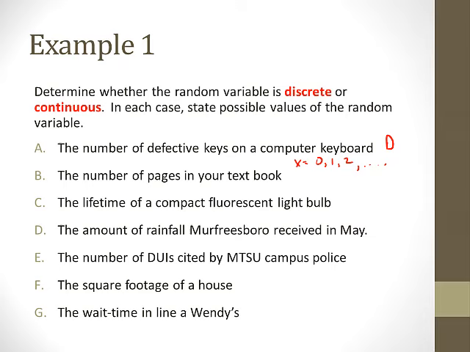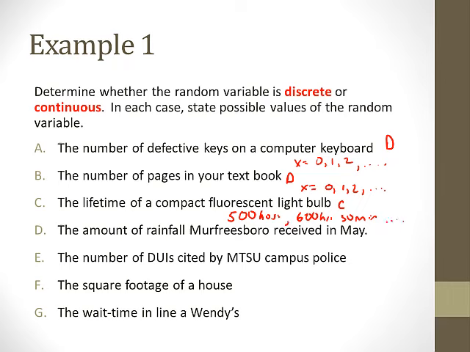How about the number of pages in your textbook? Discrete again, right? Very similar. I can count my pages: 1, 2, and so on. The lifetime of a compact fluorescent light bulb. So again, this is a time that we're measuring. We're not counting it, right? So this is going to be continuous, and we could have, I'm not sure if it's measured in days or whatever, but probably measured in hours. So it could be 500 hours, 600 hours and 30 minutes, etc.